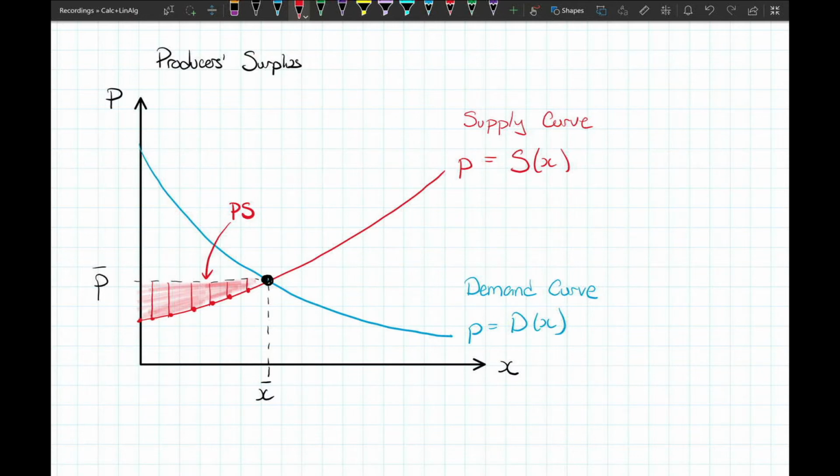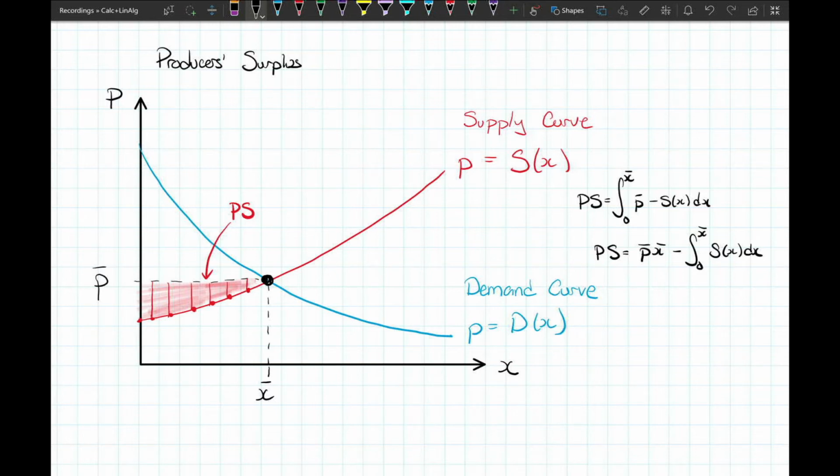Again, this is now an integration problem. We need to find the area above the supply curve, but below the equilibrium price. So the formula for producer surplus is fairly similar. We're going to be taking a look at the area below the equilibrium price, which is a constant, and the area above the supply curve. And we'll be looking for the area between x equals 0 and x equal to x bar, the equilibrium quantity. And of course, we can simplify that in really the same sort of way. Since P bar is just a constant, this can be simplified to equilibrium price times equilibrium quantity minus the definite integral from 0 to x bar of our supply curve.